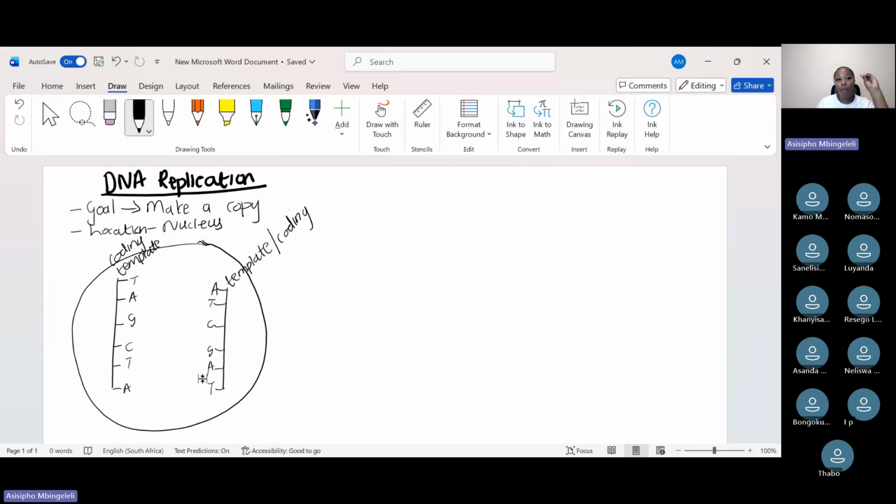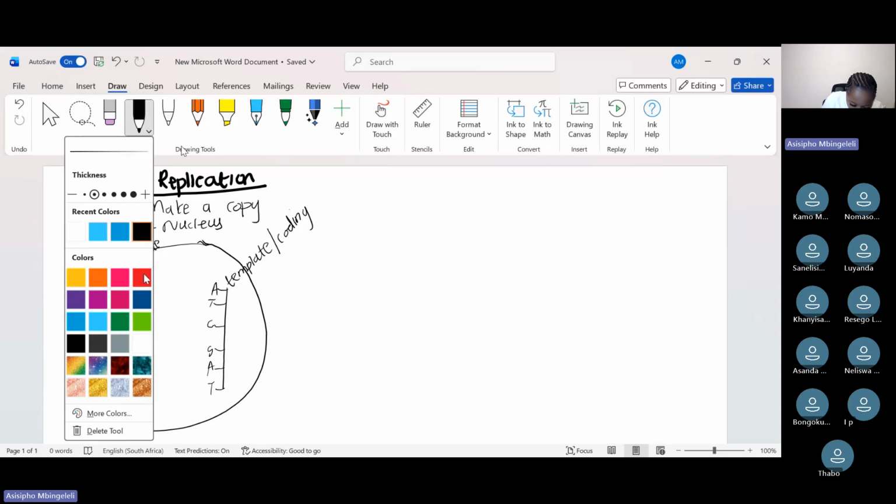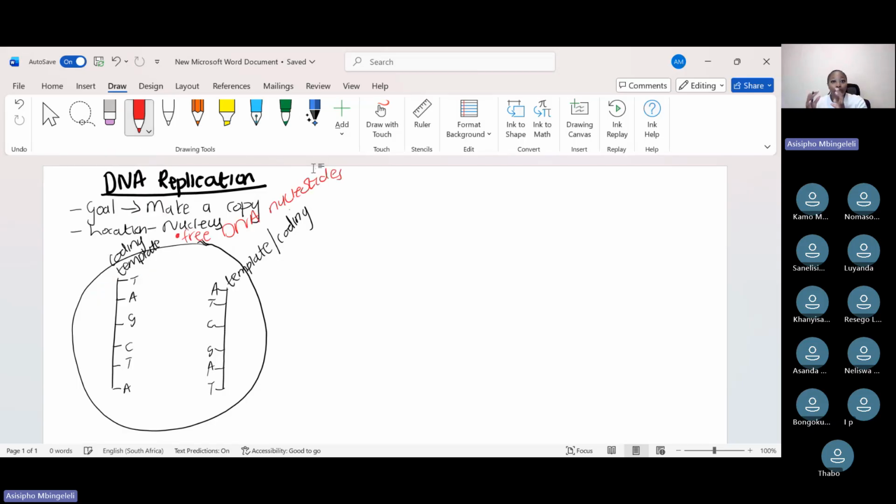But now point number 4 says, we are going to use both of these strands to then form new strands. But how are we going to form these new strands? Now, free DNA nucleotides. I need to make sure I mention this. We are using free DNA nucleotides, because remember, we are forming a DNA molecule. A molecule of DNA will be formed by DNA nucleotides. Remember, a nucleotide will have that phosphate, that sugar, and then a base. That's what we are going to use here.